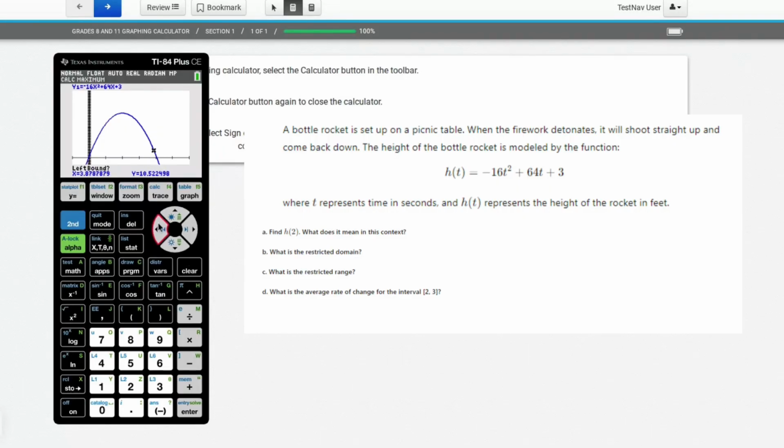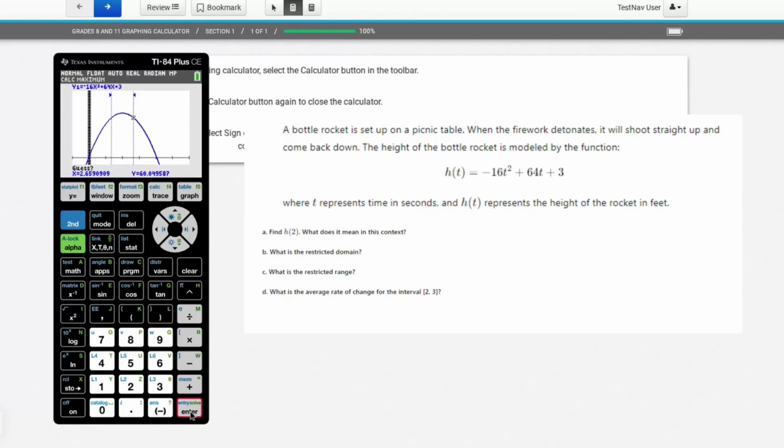So what I need to do is set my calculator to the left of the maximum for the left bound. So that's why I'm going left a bunch of times. So the left of the maximum. So I just passed the maximum. So for left bound, I'm to the left of it. For the right bound, I'm going to go to the right side of the maximum, like so.